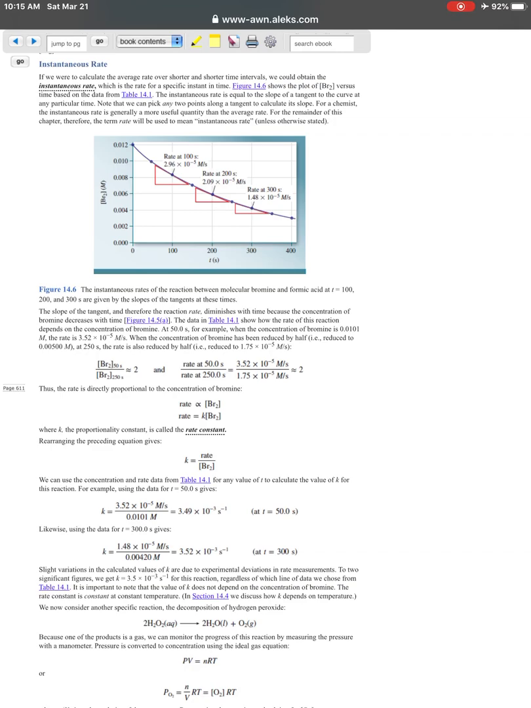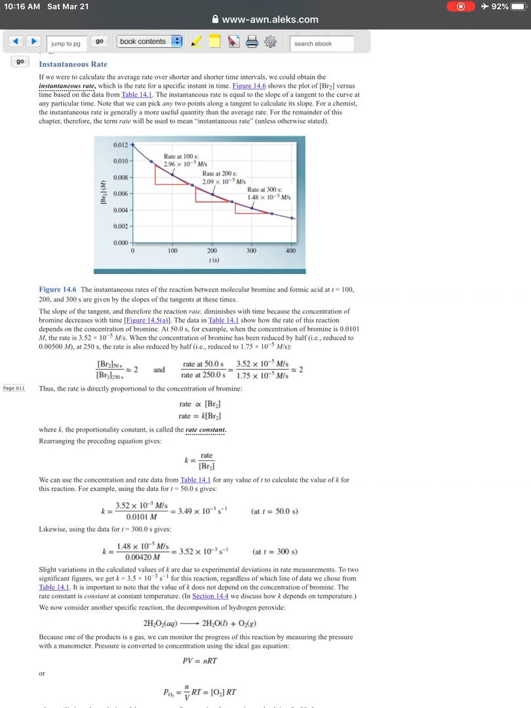To two significant figures, we get that K is equal to 3.5. So look at that, 3.49 and 3.52. It's equal to 3.5 times 10 to the minus 3 reciprocal seconds for this reaction, regardless of which line of data we chose from Table 14.1. It is important to note that the value of K does not depend on the concentration of bromine. The rate constant is constant at constant temperature. In section 14.4, we will discuss how K depends on temperature. So the point of this is what I would say. The rate depends on the concentration of bromine.